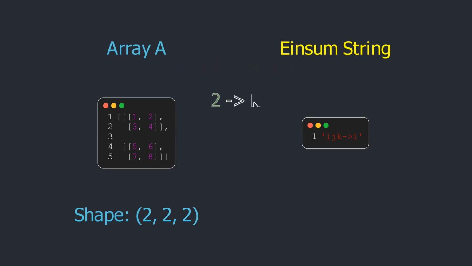Let us verify the mapping now. 0 to i, 1 to j, 2 to k. This tells NumPy: keep i and sum over j and k.